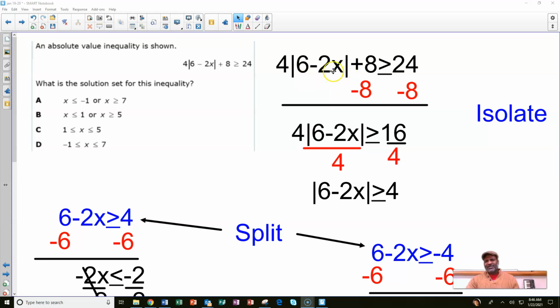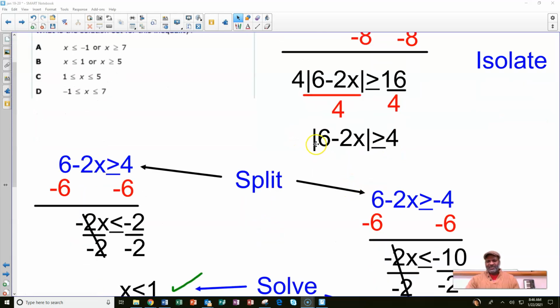So in order to do that, I got to get rid of this 4, and I got to get rid of this plus 8. So subtract 8 from both sides. All right. Once you've done that, 24 minus 8 is 16. Then I'm going to divide both sides by 4, because 4 is being multiplied times the absolute value. So divide both sides by 4.